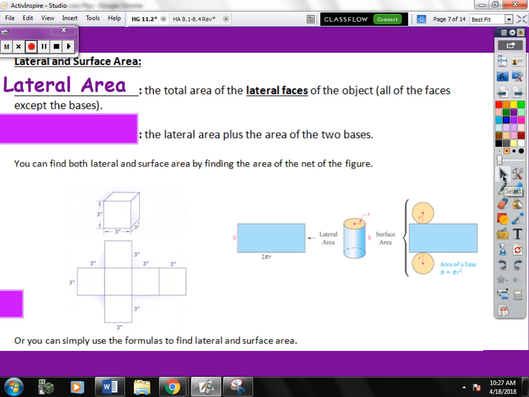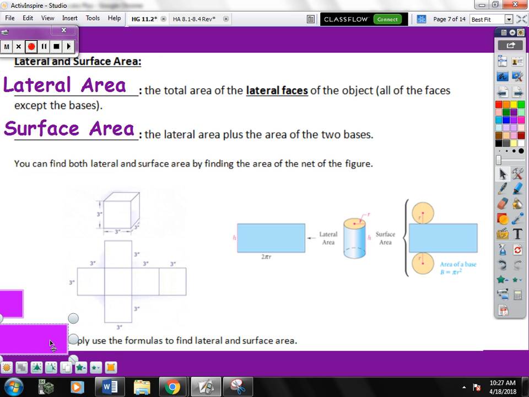Surface area is the area of all the surfaces, which would include the bases, or in our room, the ceiling and the floor. So lateral area would be useful if you were painting a room. Let's assume it didn't have windows. You would be painting all four walls. That would be lateral area. If for some reason you wanted to paint the ceiling and the floor, that would be surface area. That would be all the surfaces.